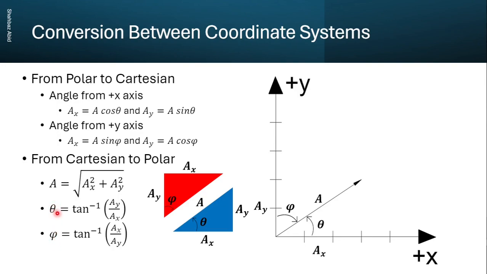The angle theta is going to be equal to tan inverse of opposite over the adjacent, in other words, perpendicular over the base. So it's going to give us angle theta. Now in the case of angle phi, the base or adjacent becomes A_y, and the opposite or perpendicular becomes A_x. So it's going to be just A_x over A_y. Tan inverse of it is going to give us angle phi.